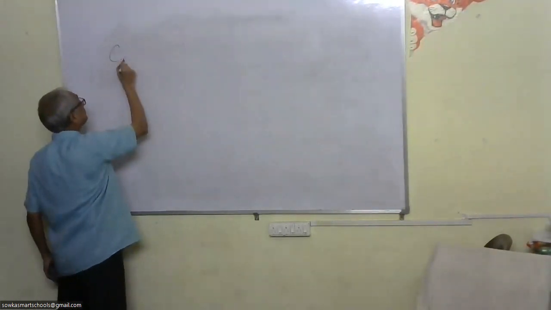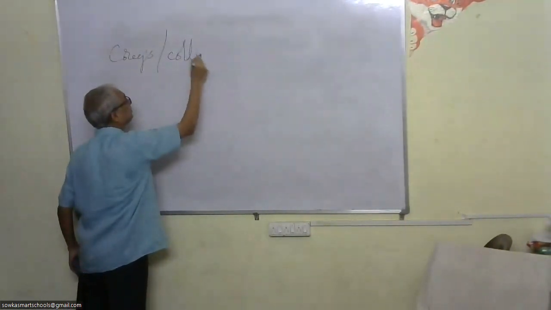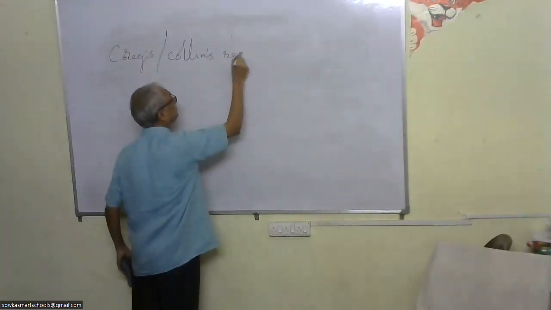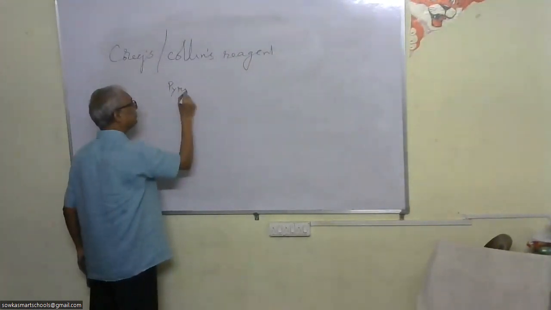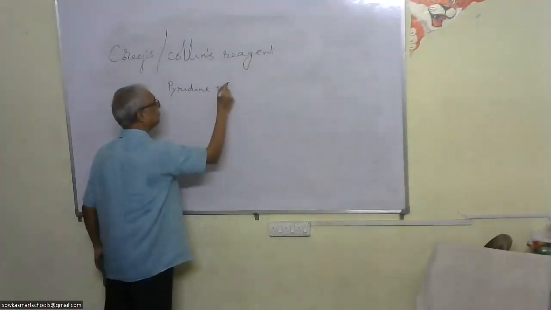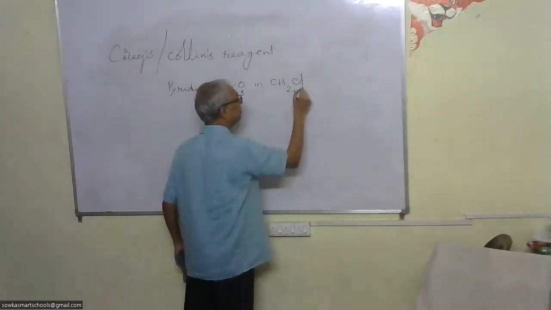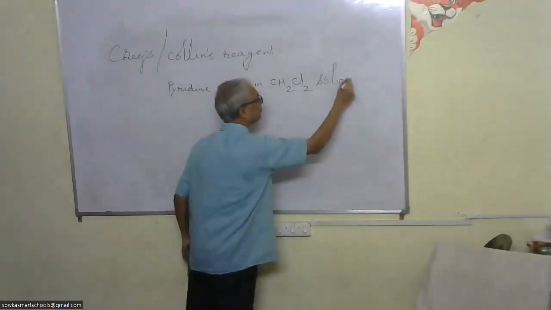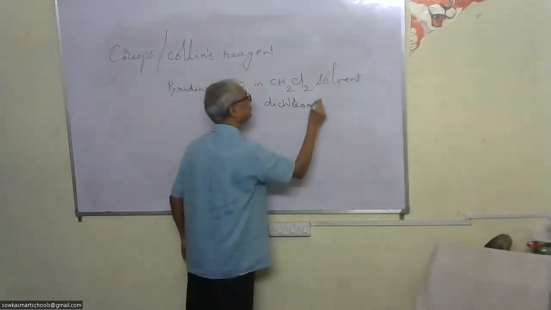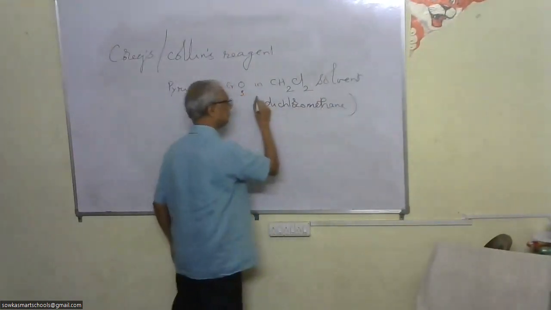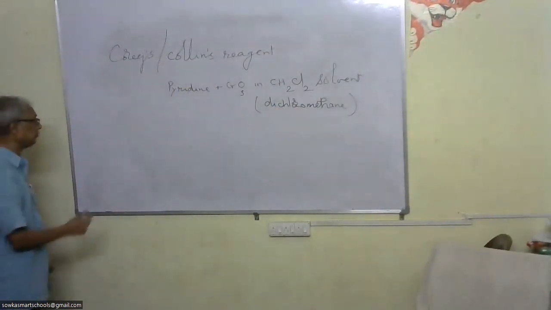Next, Sarett reagent. This is also known as Collins reagent. It is obtained by mixing pyridine with chromium trioxide in dichloromethane solvent. This solvent is dichloromethane. That is Sarett reagent or Collins reagent.